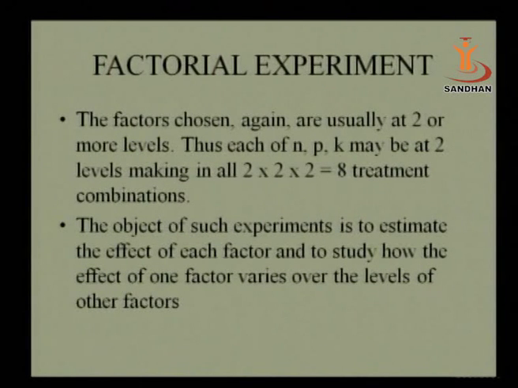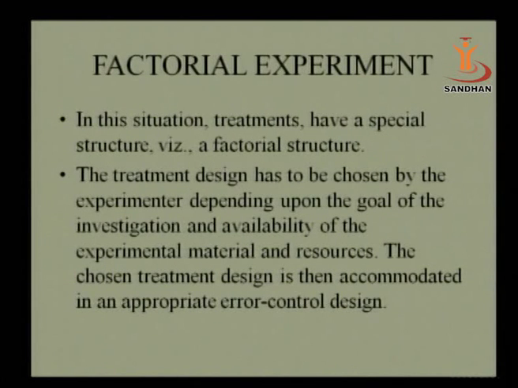The factors chosen are usually at two or more levels. Thus each of, say, N for nitrogen, P for phosphate and K for potash may be at two levels, making in all 2 cross 2 cross 2, that is 8 treatment combinations. The object of such an experiment is to estimate the effect of each factor and to study how the effect of one factor varies over the levels of other factors. In this situation, treatments have a special structure, which we call factorial structure.